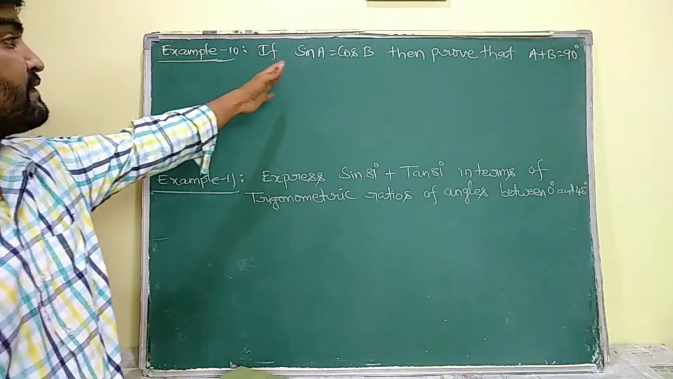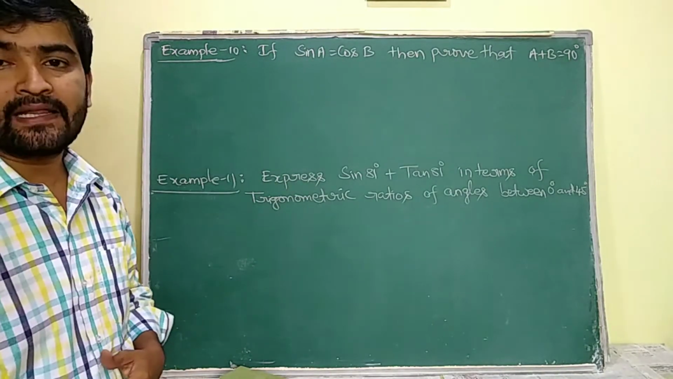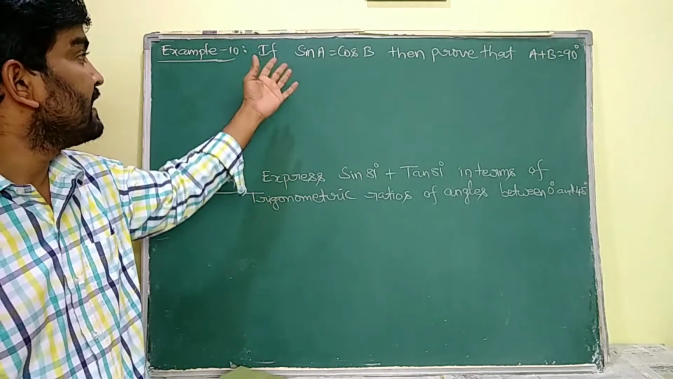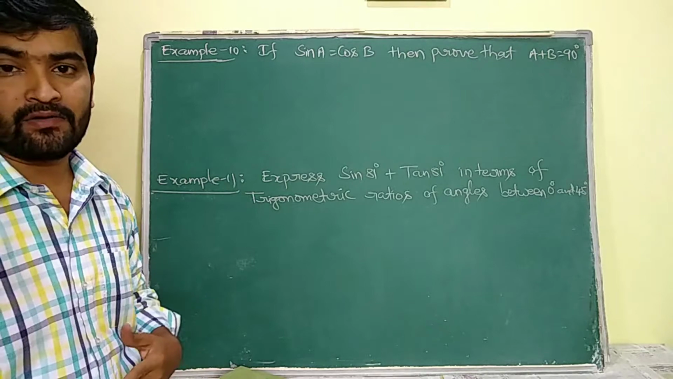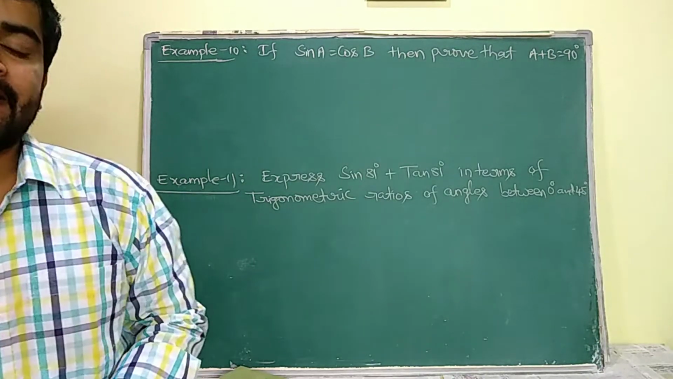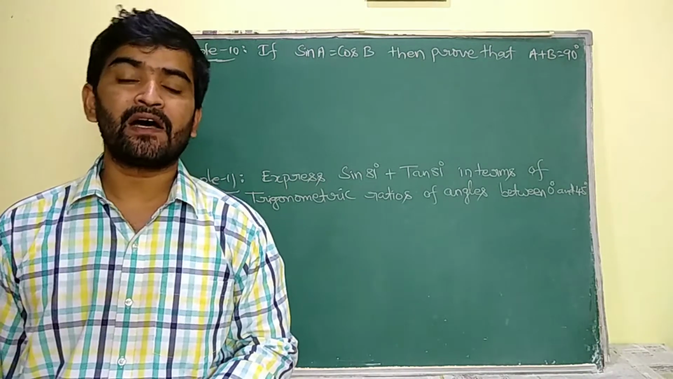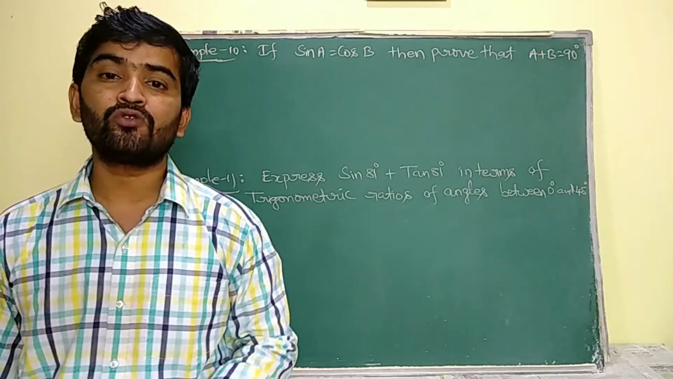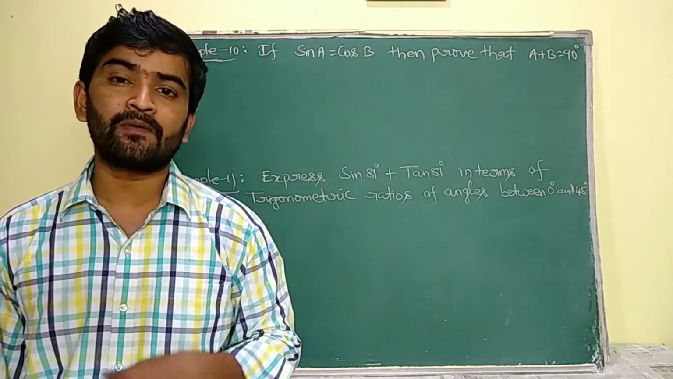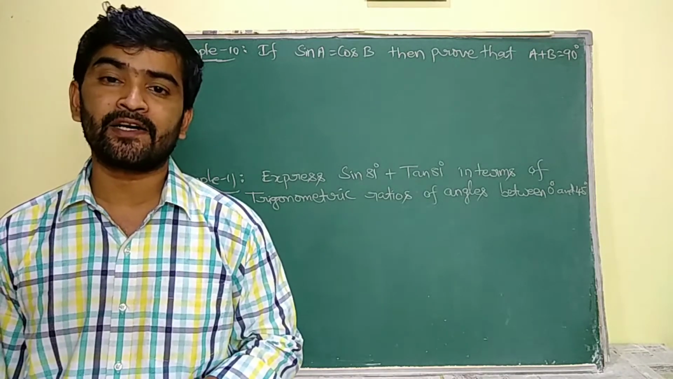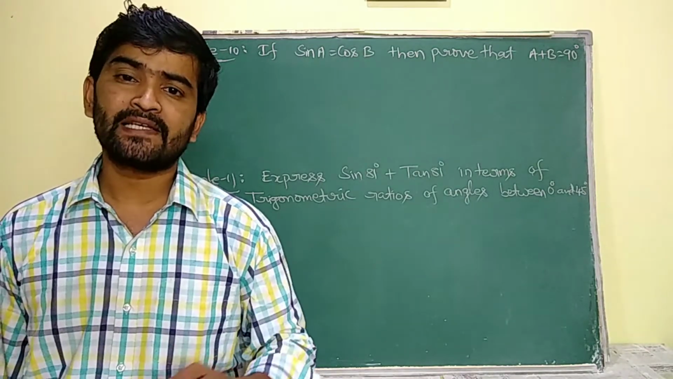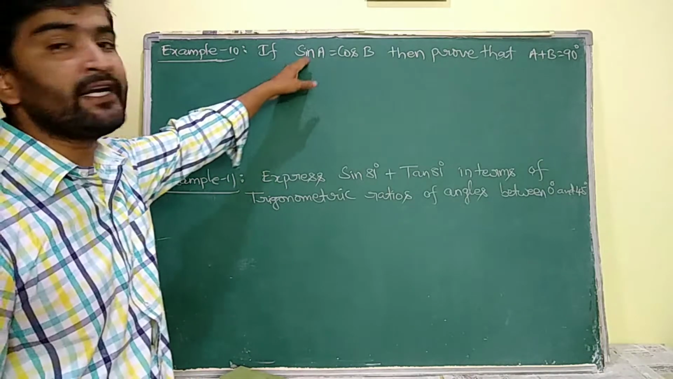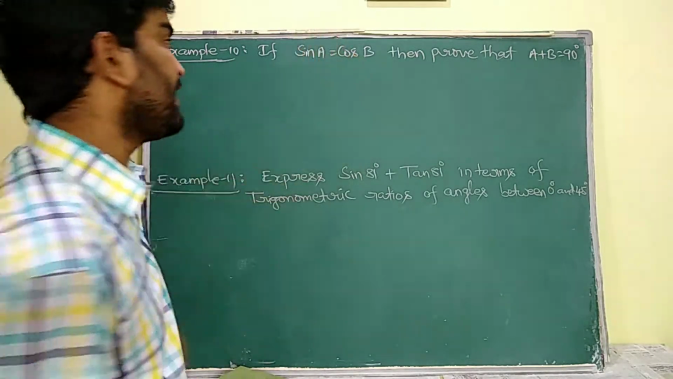Example 10. If sin a is equal to cos b, then prove that a plus b is equal to 90 degrees. Sin a is equal to cos b is given. We already discussed, in any trigonometric equation, if he asks you to find the relation between the angles, then we have to convert both the left hand side and right hand side trigonometric ratios into a single trigonometric ratio. Here I am going to convert this sin into cos or cos into sin.